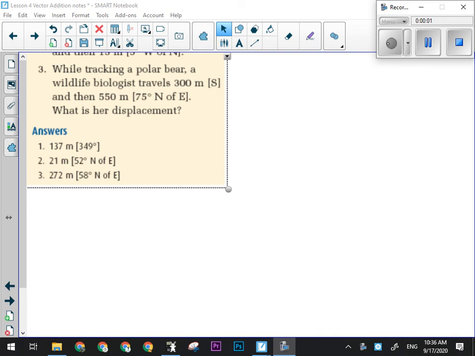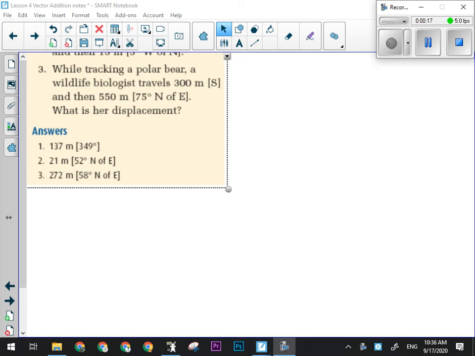Okay, so some brave wildlife biologist is tracking a polar bear. They travel 300 meters south, then 550 meters at 75 degrees north of east. We're looking for their overall displacement.